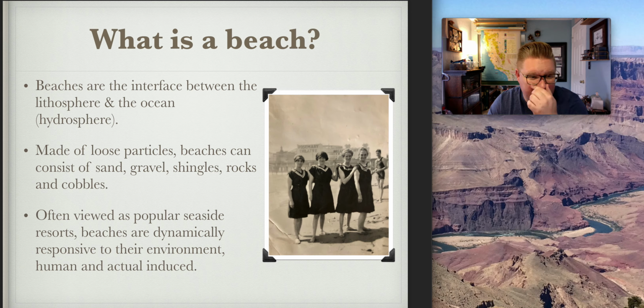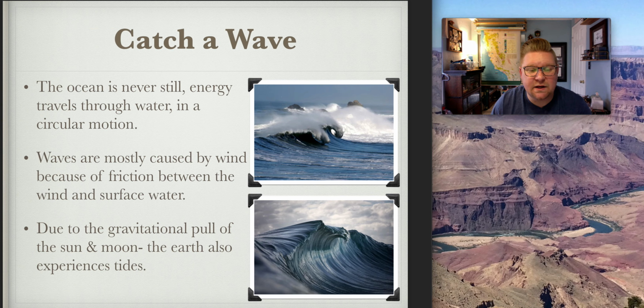Often viewed as popular seaside resorts, beaches are dynamically responsive to their environment, both human and naturally induced. So we'll learn that it doesn't take a whole lot to change the entire topography and the interface which we have along a beachscape. So let's begin here. Let's catch a wave.